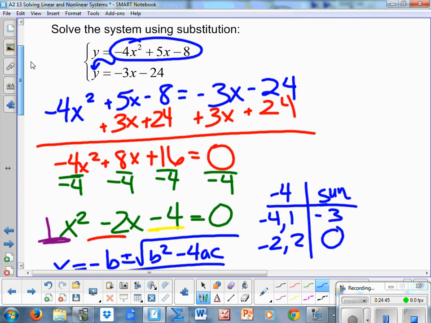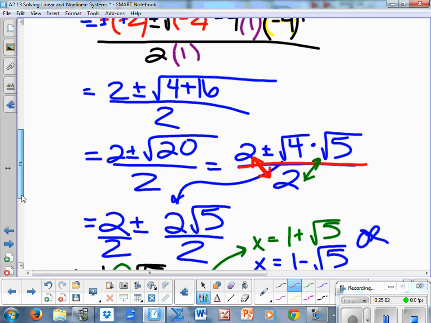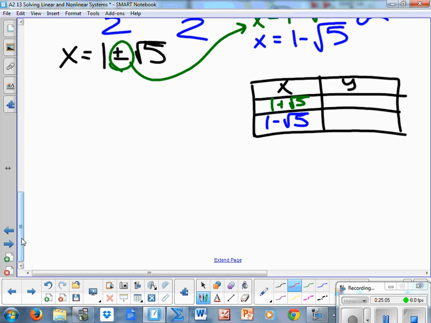So just like before, we're going to plug our values into one of these 2 equations, this one or this one. Again, especially since I have a little bit messier x values, I'm going to plug it into the linear equation just because it's going to make things a whole lot more simple. Okay, so my linear function is y equals negative 3x minus 24. I'm going to plug each of my x values into this. So I'm going to start with that one.